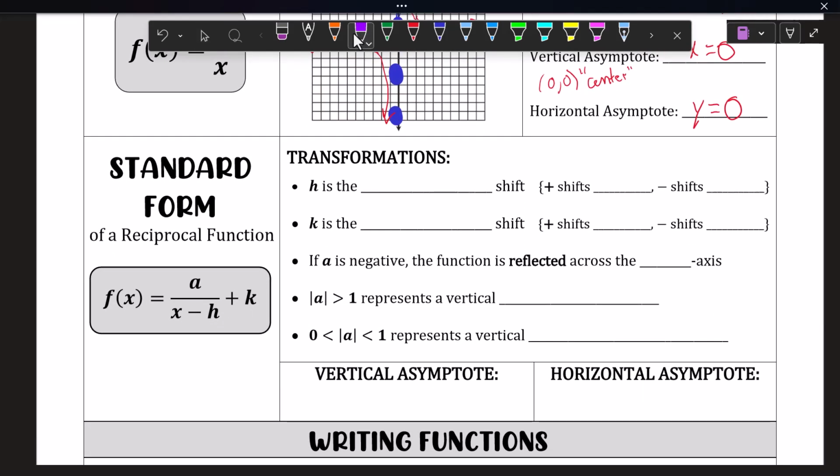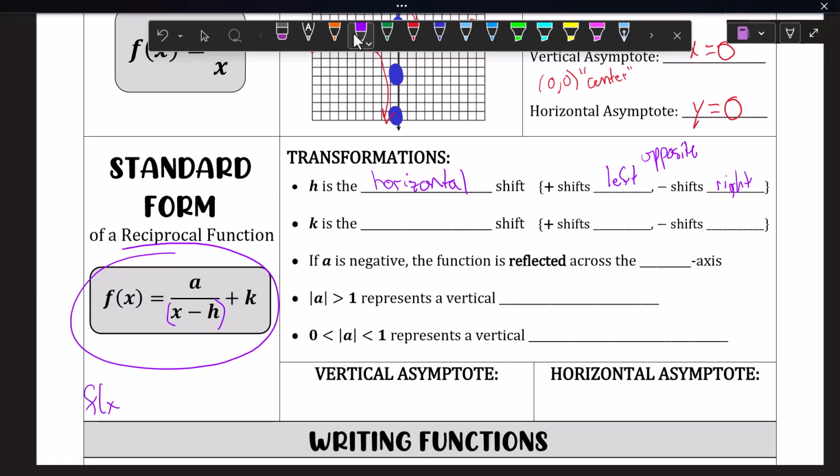All right, transformations. H is the horizontal shift. Plus, we go left. Minus, we go right. It's the opposite. So this is our equation. Think of x minus h as having parentheses, and then being a denominator instead of just parentheses. Otherwise it's pretty much the same thing we've been dealing with all semester, whether it's squared, cubic, quartic, it's the same idea.